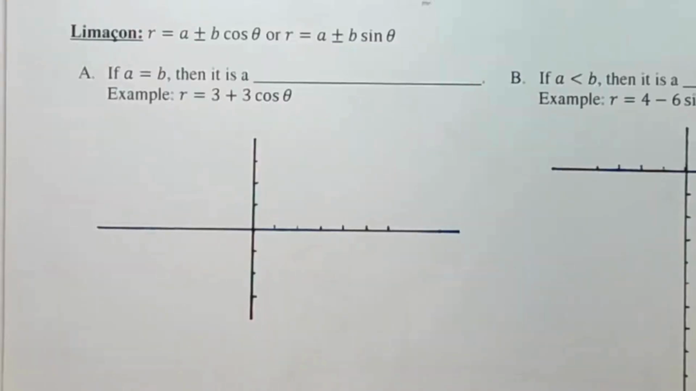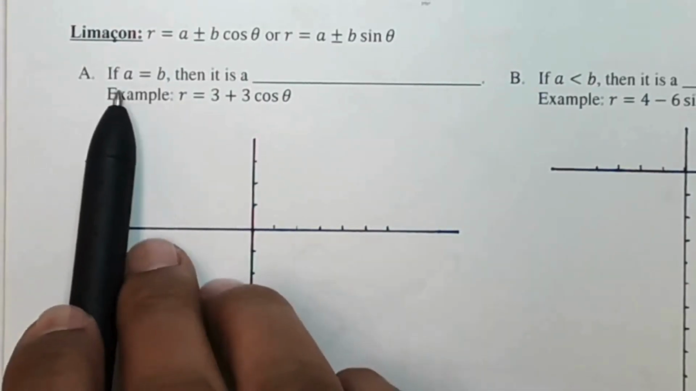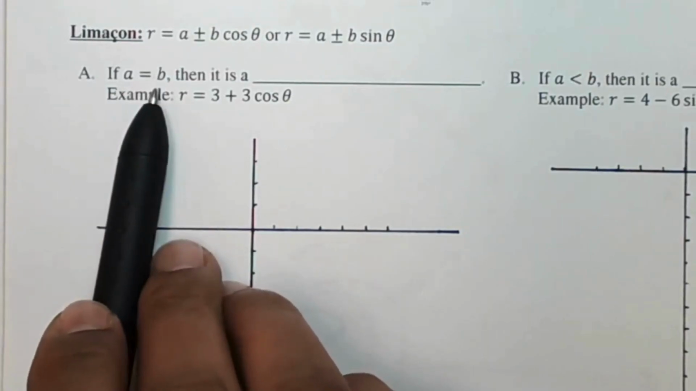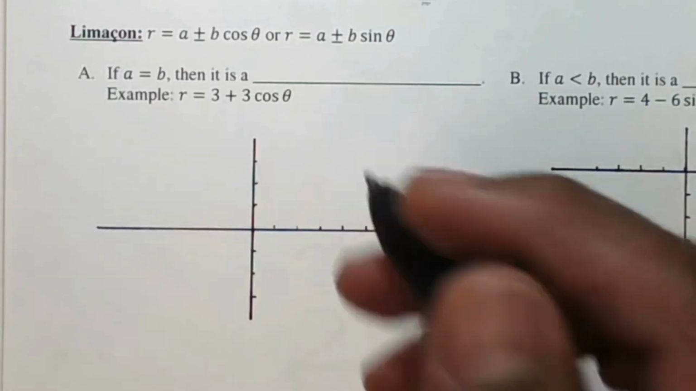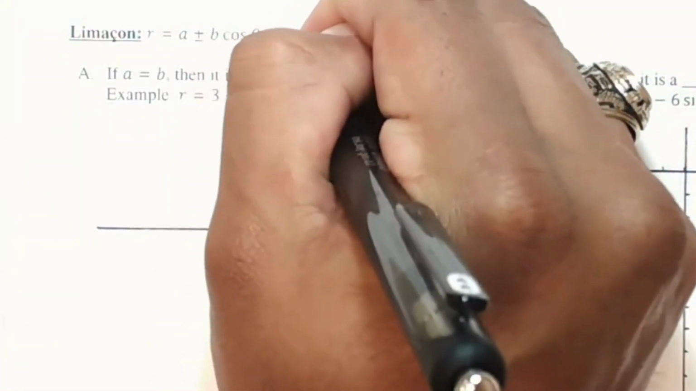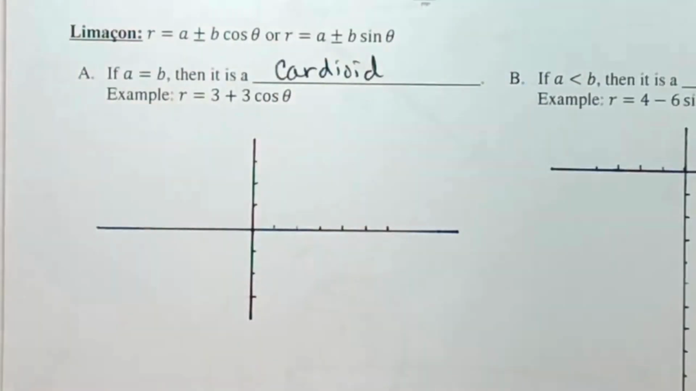So for our first case here, we're going to say that a equals b. Well, anytime that these two numbers are exactly the same in our equation, it's called a cardioid. So we kind of saw a little bit of this on the other notes where we put it in the calculator and graphed it. It's a cardioid. It almost looks like a heart. So there's some information that we need to know.